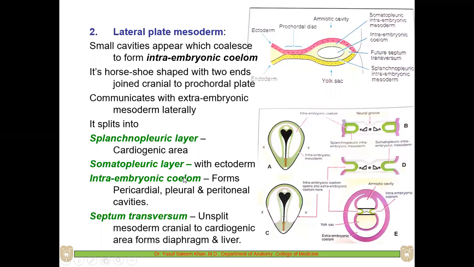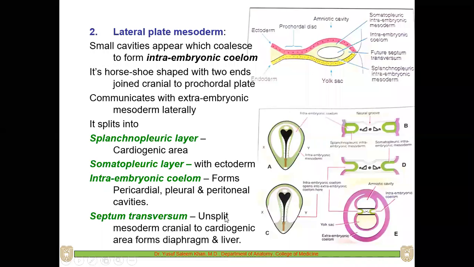Very important. Okay. Then there is formation of something called the septum transversum. If you see here, this is the future septum transversum. This is the unsplit mesoderm cranial to the cardiogenic area, which later forms the diaphragm and liver. Very important again, very important. All important structures are being formed now.